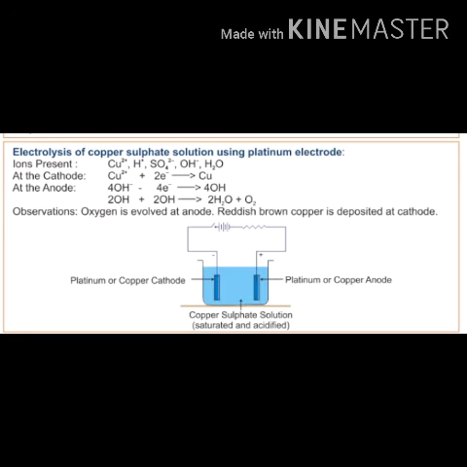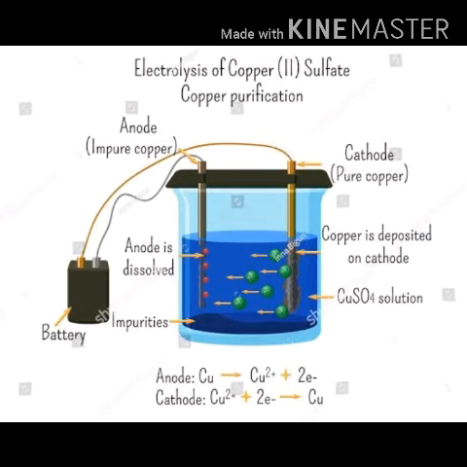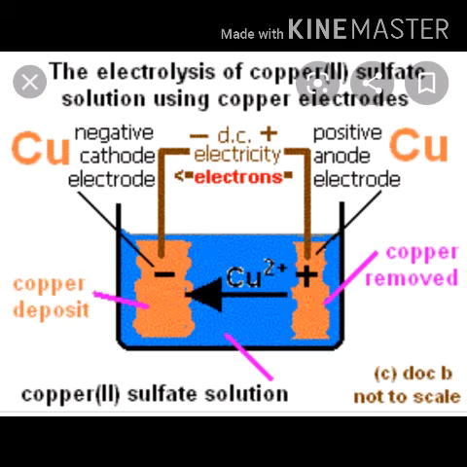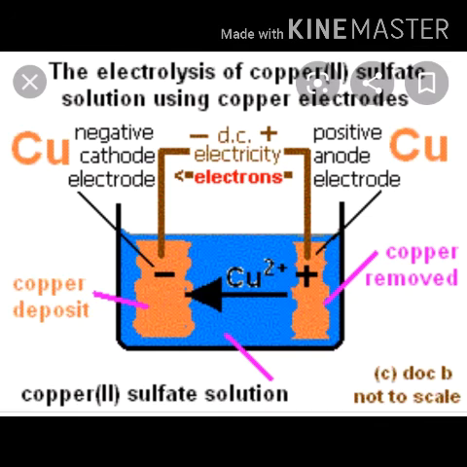Now move on to another topic, the electrolysis of aqueous copper sulfate solution using copper anode. The electrolyte will be aqueous solution of copper sulfate. Platinum or graphite is used as cathode, and copper is used as anode. Temperature: electrolysis is always carried out at room temperature. CuSO4 changes into Cu plus 2 and SO4 minus 2, and H2O also changes into H plus and OH minus.